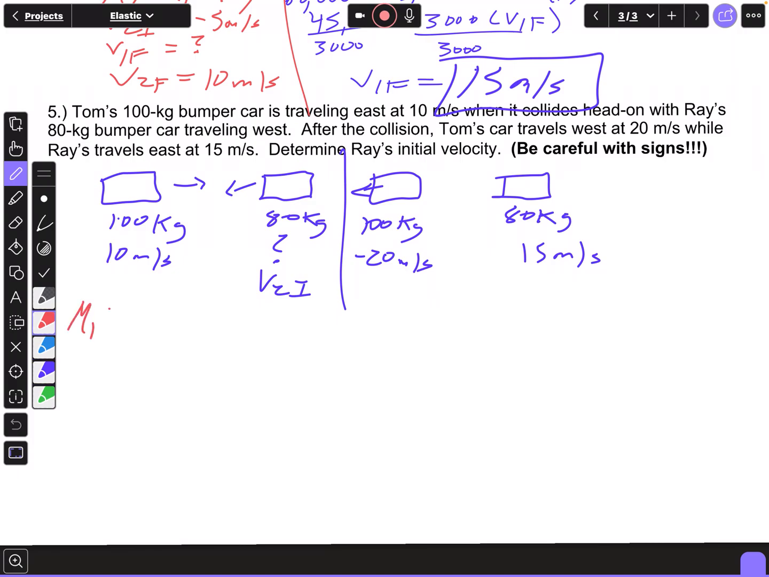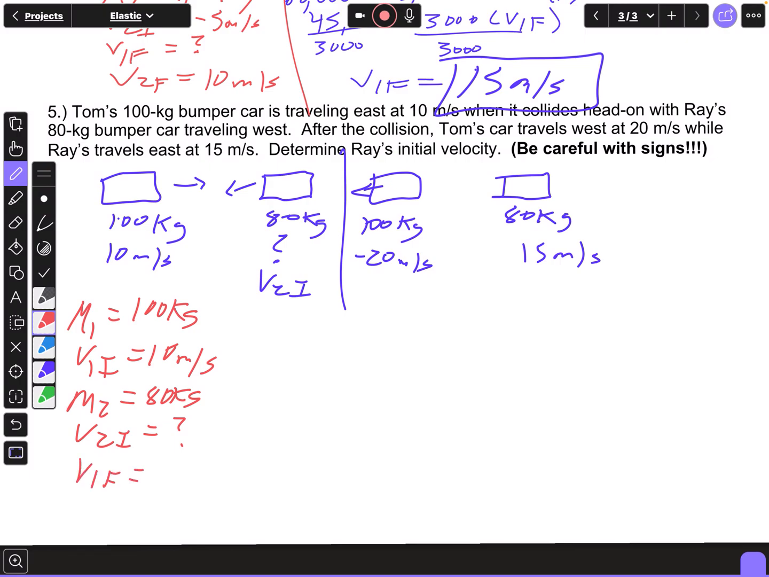So we know that M1 is Tom's car, it's 100 kilograms. So V1I is 10 meters per second. The second object is 80 kilograms. We're looking for V2I. That's our question mark. And then V1F, the final velocity of the first object, is negative 20 meters per second. And then V2F, the final velocity of the second object, is 15 meters per second.